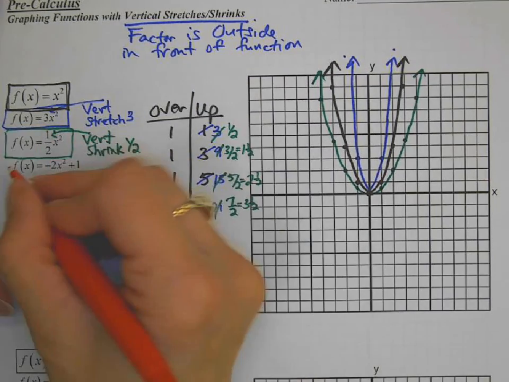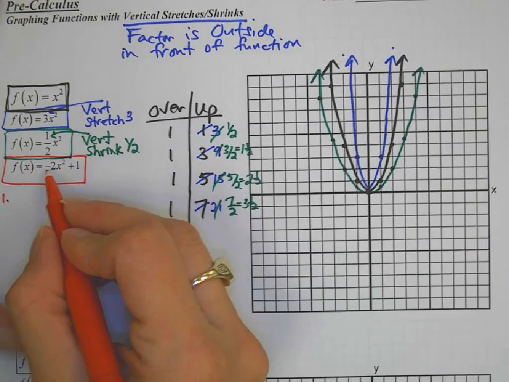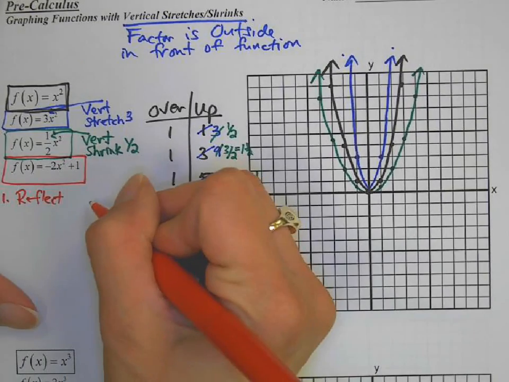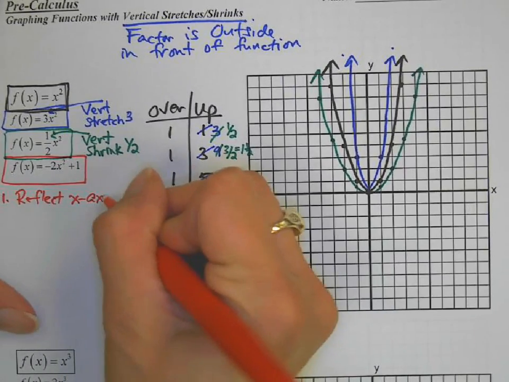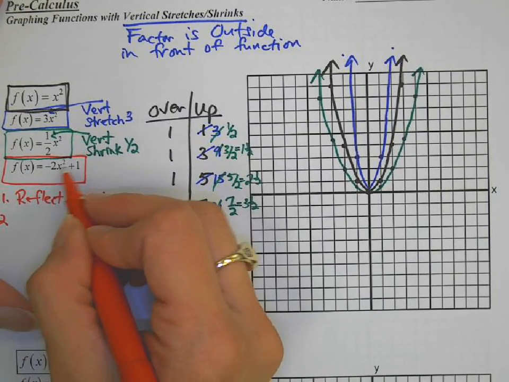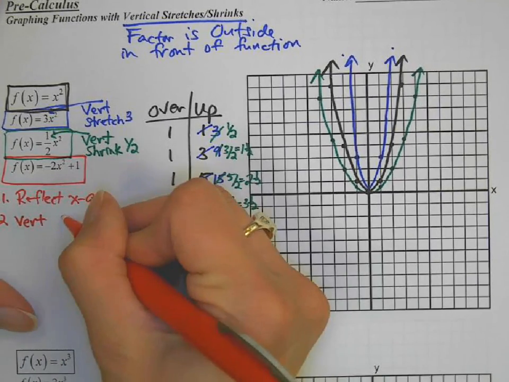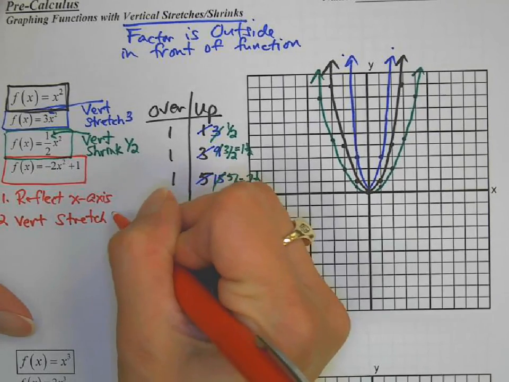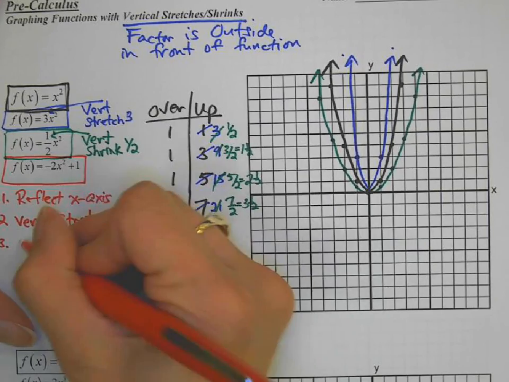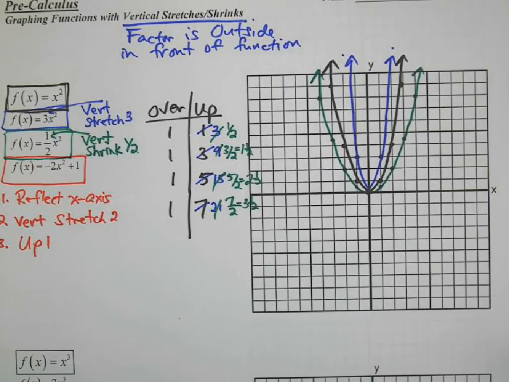Okay, and the last one. Oh, I see a bunch of transformations. Okay, step 1. The negative out in front means reflect over which axis? The x-axis. Step 2, the next thing I see is a 2. Is that 2 getting squared? No, it's out in front. That 2 means vertical stretch by 2. And then the final transformation is the plus 1 outside, which means up 1 unit.